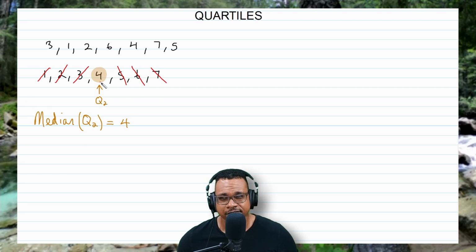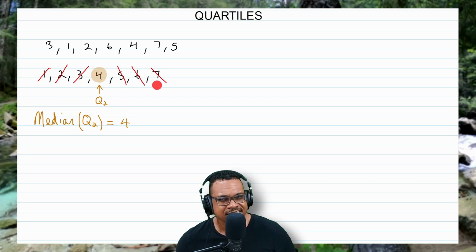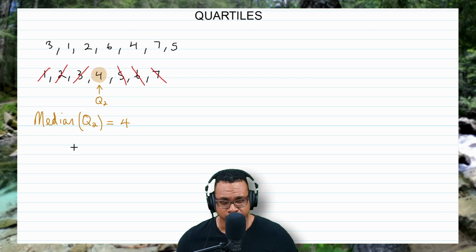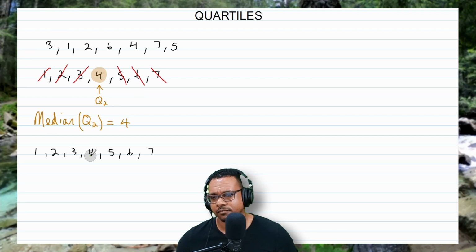Now upon identifying what is the median, we can look on the left-hand side of the median to locate the lower quartile, and the right-hand side of the median to locate what is the upper quartile. So I'll just write over this raw data. So here I have my raw data. I identify the 4 is in the middle, which is Q2, the median.